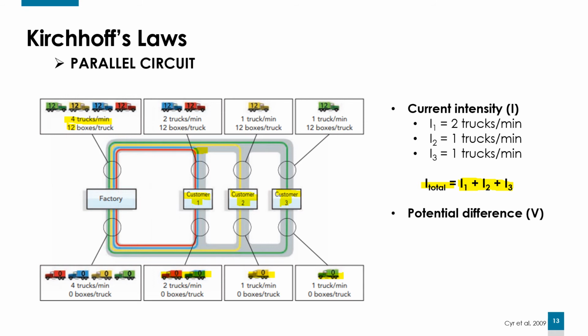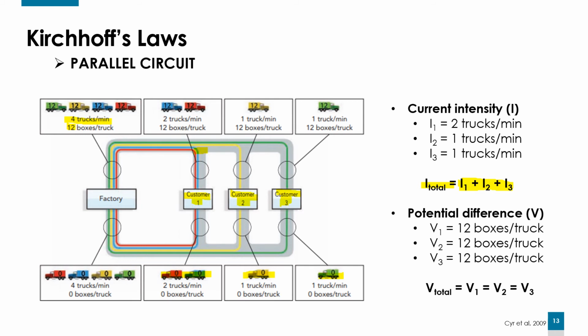What now about the potential difference? In customer 1, what happened before and after? Before they have 12, after they have 0. So what's the potential difference? 12, because 12 minus 0 is 12. So the voltage 1 is 12 volts. For voltage 2, they have 12 before and came back with 0, also 12. And for 3, also 12.